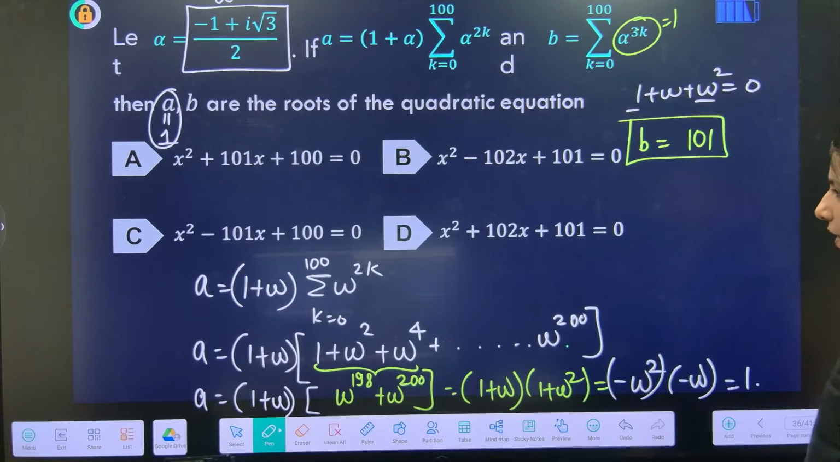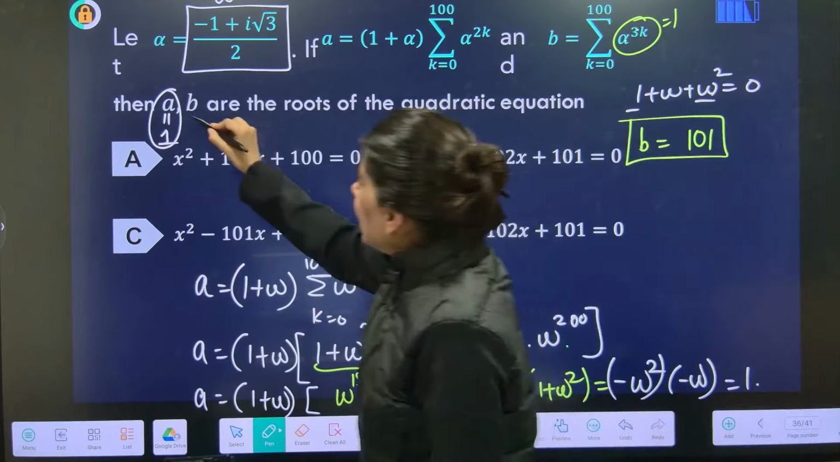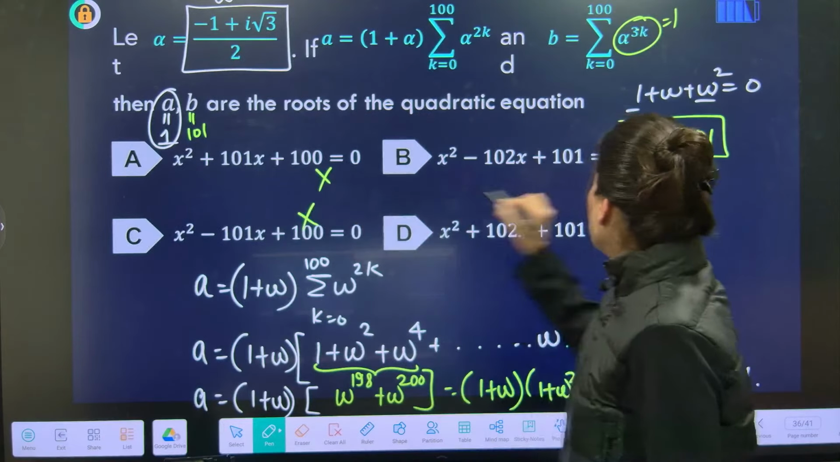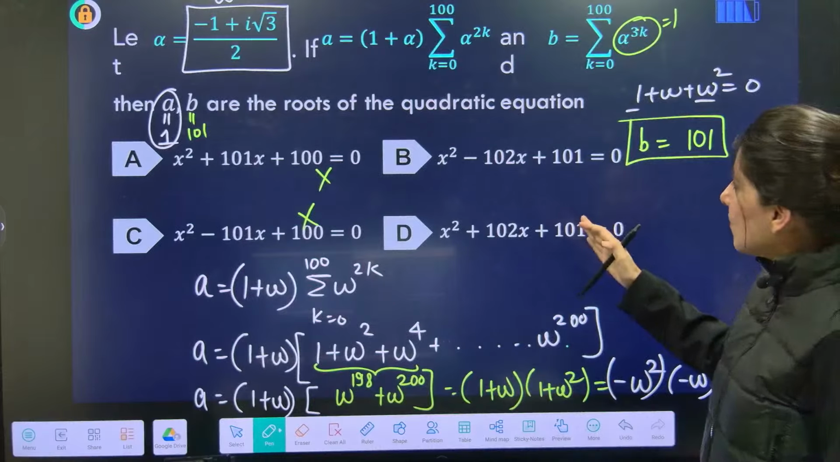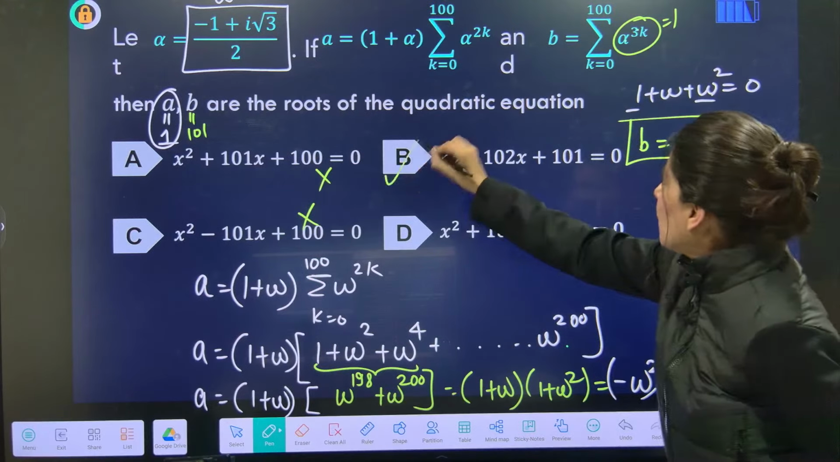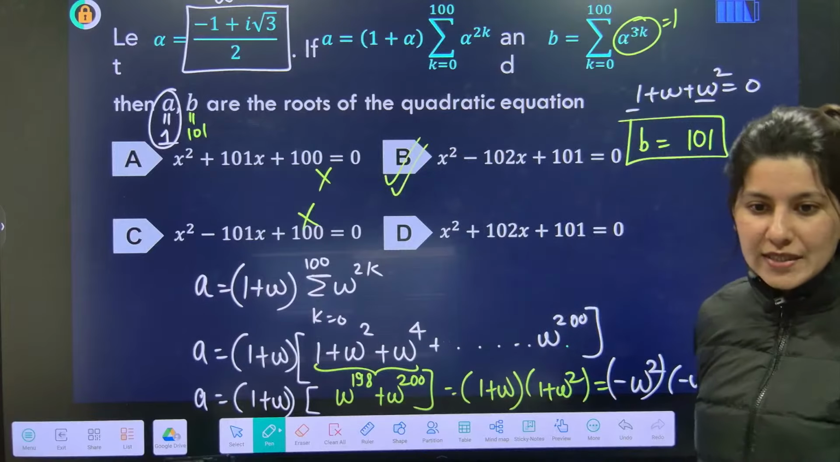Correct? So now A and B are here. A is 1, B is 101. So this is wrong, this is wrong. Between these two, can you see the sum of roots is going to be 102 and the product is going to be 101. Option B is absolutely right.